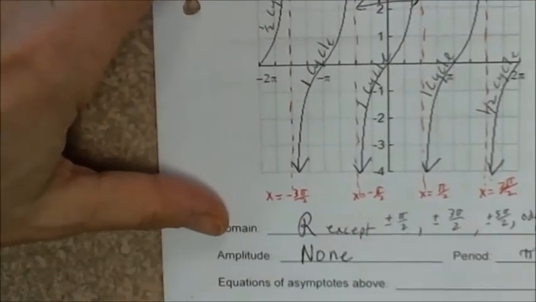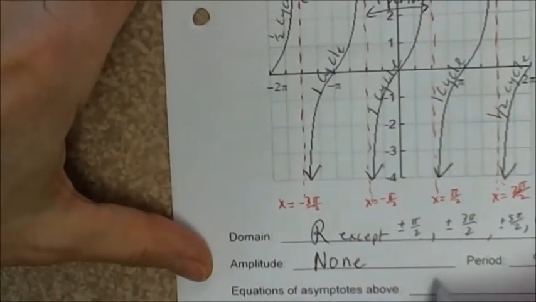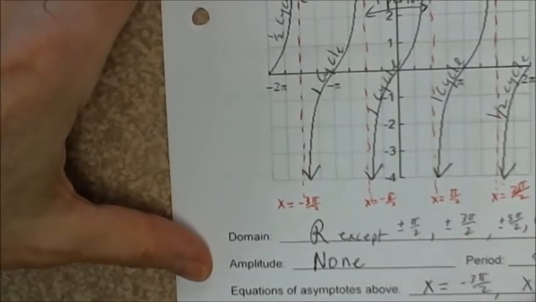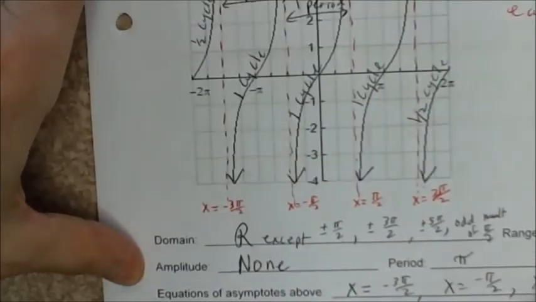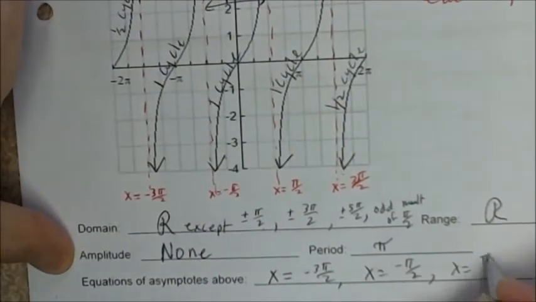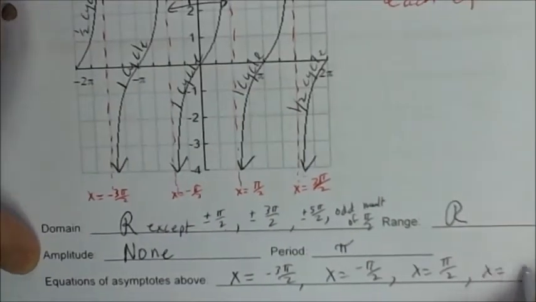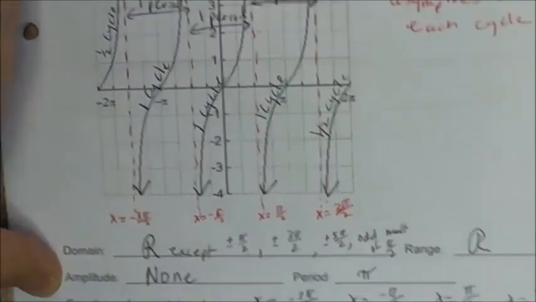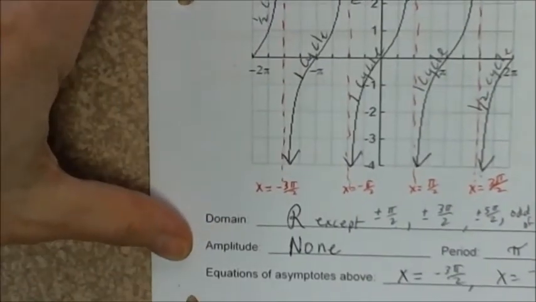And the equations of the asymptotes, I think we already wrote them down up here, but we'll write them again. X is equal to negative 3 pi over 2. X is equal to negative 1 pi over 2. X is equal to positive pi over 2. And X is equal to positive 3 pi, I'm rushing, over 2. And that's a funny looking tangent graph, but that's what it is.